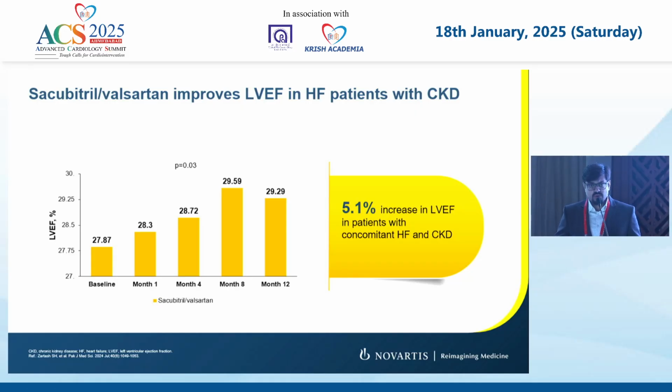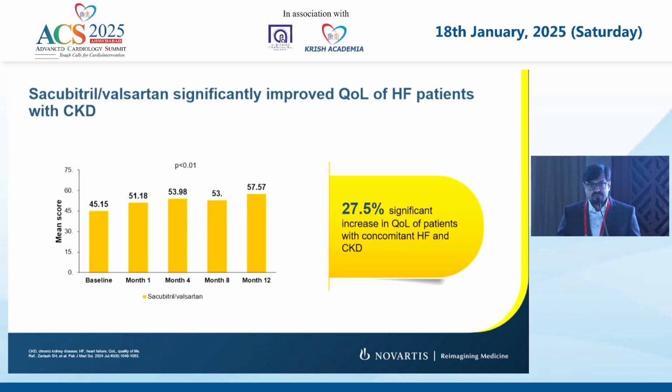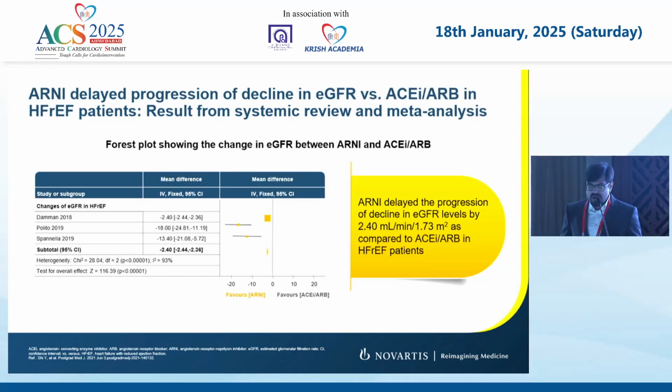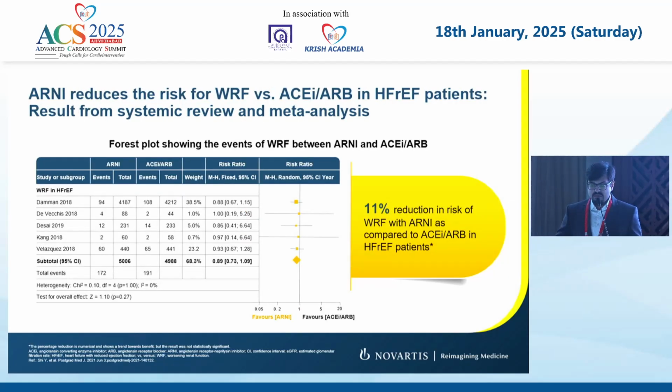It improves the LV function to the tune of 5.1%, there is a 27.5% increase in quality of life in these patients, and there is a lower incidence of elevated serum creatinine levels over a period of time. So this therapy preserves kidney function over time. ARNI delayed the decline of GFR, as seen in this meta-analysis. There is also an 11% reduction in risk of worsening heart failure with ARNI. So there are fewer re-hospitalizations, and the prognosis is that much better.